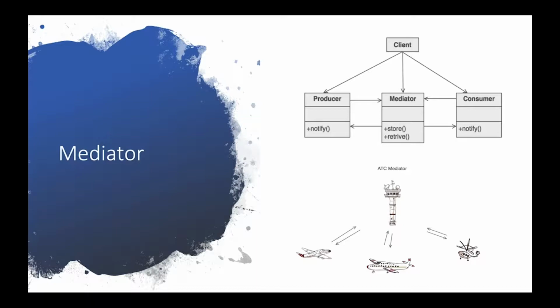The mediator pattern is very good at increasing the cohesion and lowering the coupling, because classes that need to communicate with each other can communicate through the mediator, so they don't have to have any coupling between the classes. As you can see on the UML diagram, we have a client and then we have the mediator. Every time the producer wants to notify the consumer, it goes through the mediator, and then the mediator handles all the communication between the producer and the consumer.